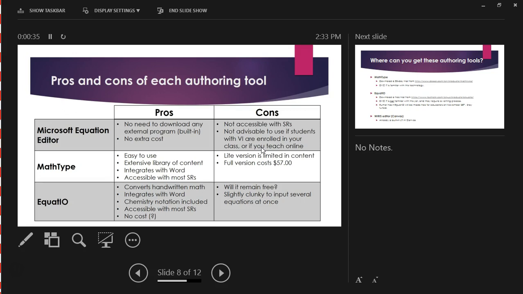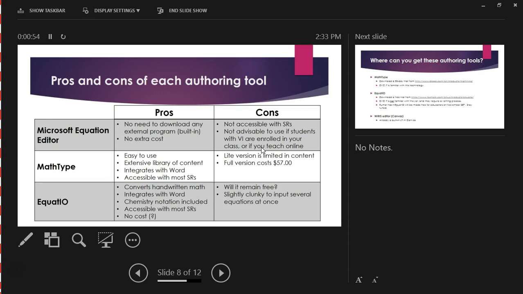MathType, it's easy to use, which, well, I think it is. Again, I hope you'll find it that way. There's an extensive library of content. It integrates really nicely with Word. The light version is limited in content. The full version costs $57. So I guess you can consider that a con.